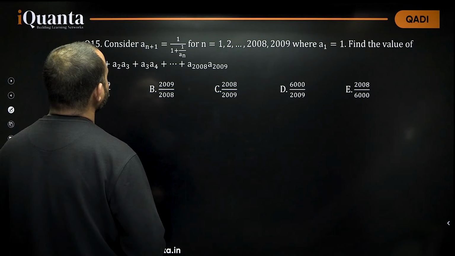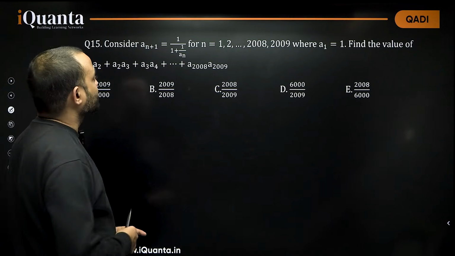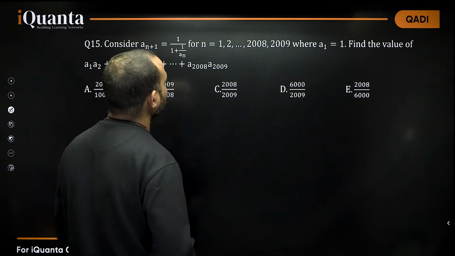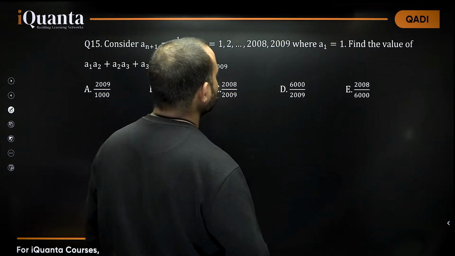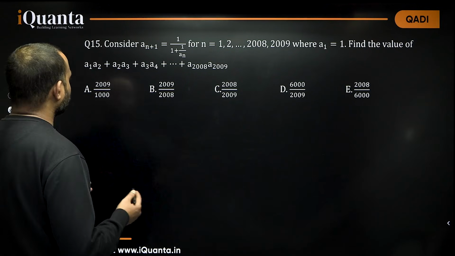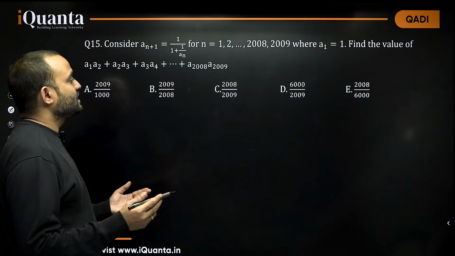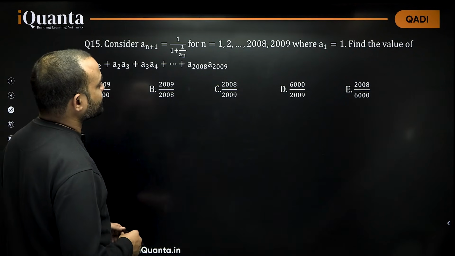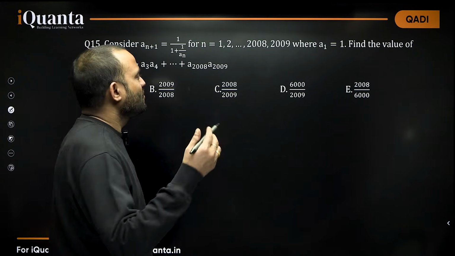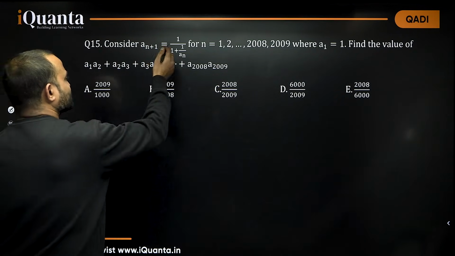Consider a(n+1) equal to 1 upon 1 plus 1 upon a(n), for n equal to 1, 2, 3 till 2009, where a1 is equal to 1. Find the value of a1a2 plus a2a3 plus a3a4 till a2008a2009. You should not worry about these big values. Whenever you get a situation like this, let's try to simplify this.